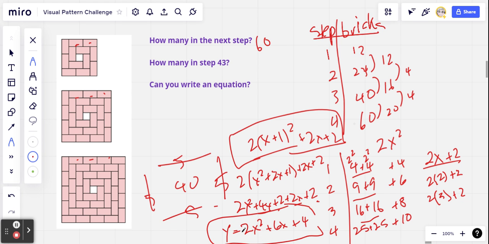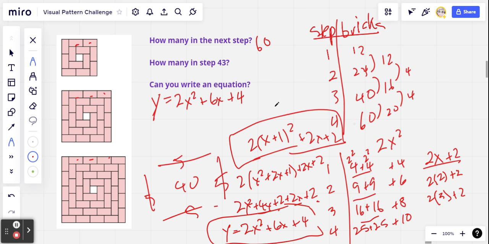If I plugged in 1 here, I'd get 2 plus 6 plus 4. So that would be 12. That's how many we have in step 1. If I plugged in 2 here, that'd be 4, 8, and 12, 20 plus 4, 24. Yeah, so it looks to be working. You can double check this equation, test it with step 3, test it with step 4, but I think you'll find this is going to work. So let me jot this down here. y equals 2x squared plus 6x plus 4.